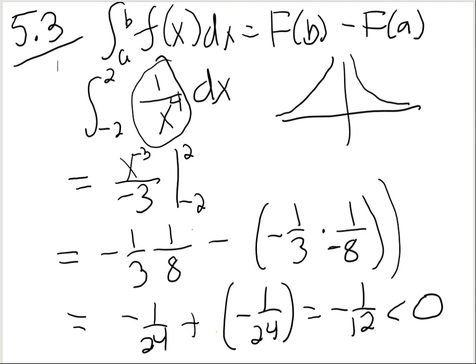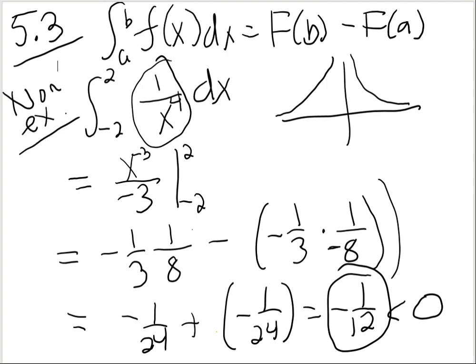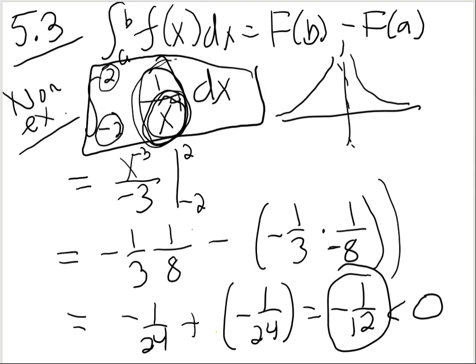Now, why doesn't it? What went wrong in this non-example? Well, remember, the fundamental theorem of calculus is only for continuous functions. Is 1 over x to the fourth continuous on negative 2 to 2? It is not, because it has a vertical asymptote at 0. So this integral actually will not exist.